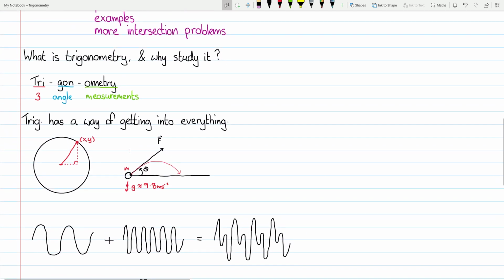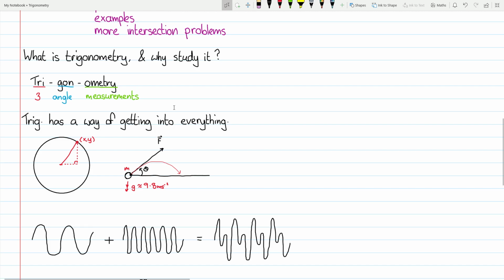So what is trigonometry? If we look at the word specifically, trigonometry is tri, gon, and metry. Tri obviously means 3, gon means angle. I thought it meant shape, but for example, polygon is a shape with multiple angles. And metry means measurements. So geometry means measurements of the earth.